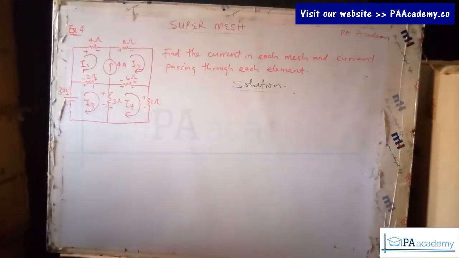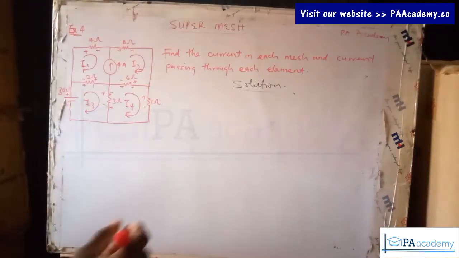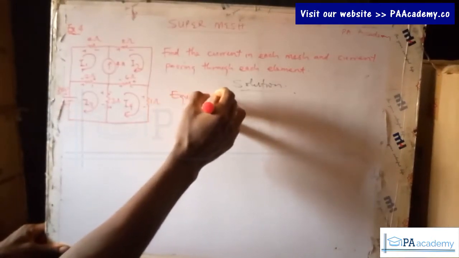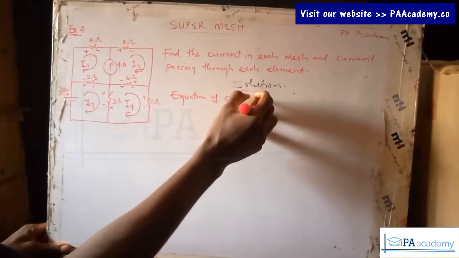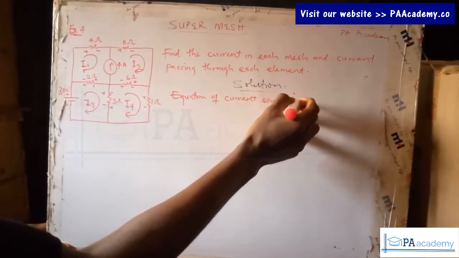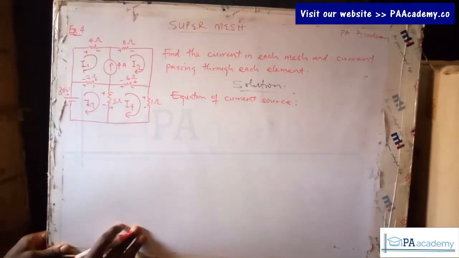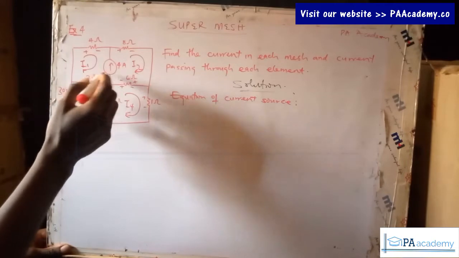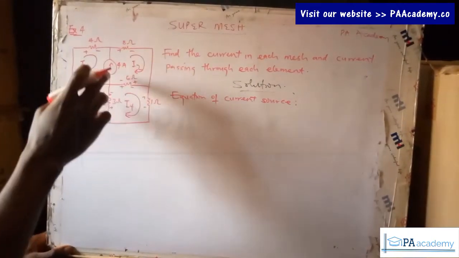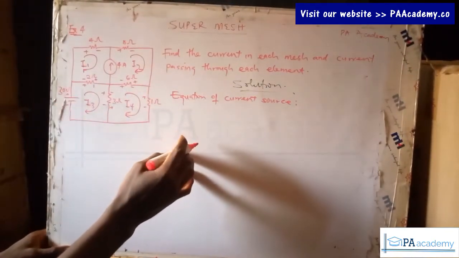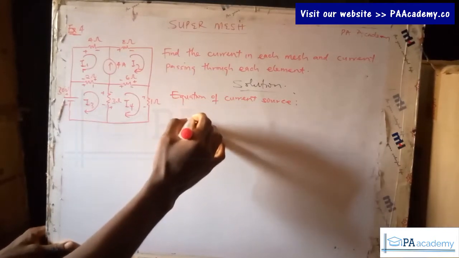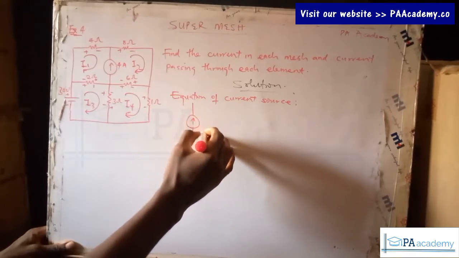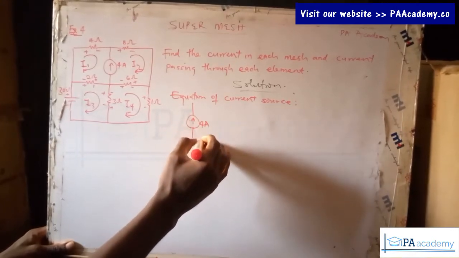The next thing we have to do is write the equation of our current source. So let me do that. In doing the equation of the current source, let's draw the diagram. This is the current source. Remember, in SuperMesh, when there's a current source between two meshes, that's when we use SuperMesh. And this current is what will give us the equation of the current source. So let me just draw it out. It's going upward. We have 4 amperes here.